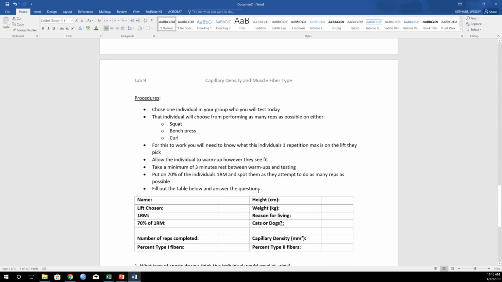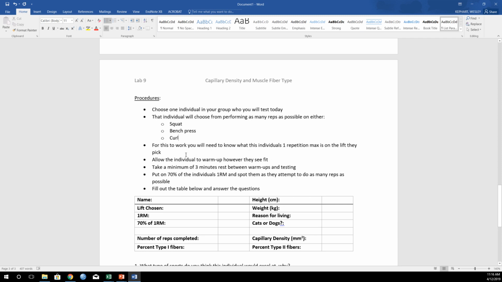But for lab today, choose one individual in your group who will test today. Only one person in each group is actually going to be lifting some weights. You need to pick from one of these three different movements, and it needs to be something with a clear eccentric and concentric component. So a squat, a bench press, a curl, whatever we want to do.